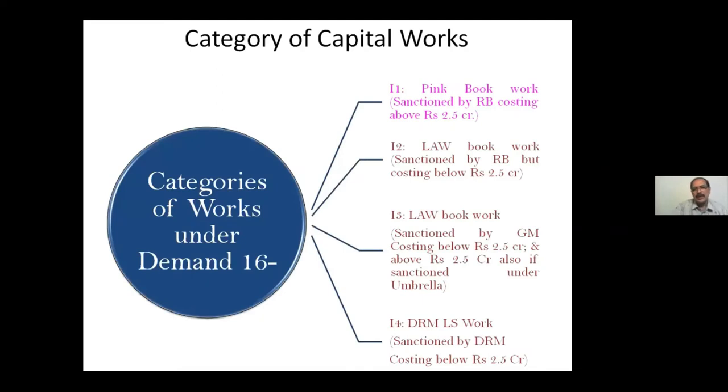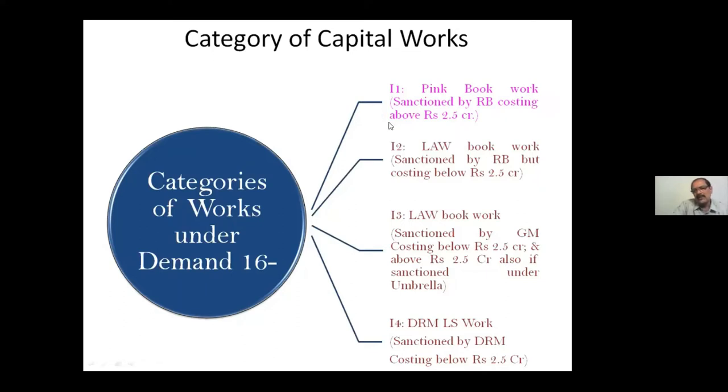Yesterday I explained about the planning of works. Before calling the tenders, the works will be planned: what are the works to be taken in the next year? Duly keeping in mind the incomplete works expenditure and the new works put together, the proposals will be sent to Railway Board. And after getting the approval from the Parliament, the allocation will be done. The works will be classified under Pink Book, under LAW, and LSWP works. This is about the planning of the works program.